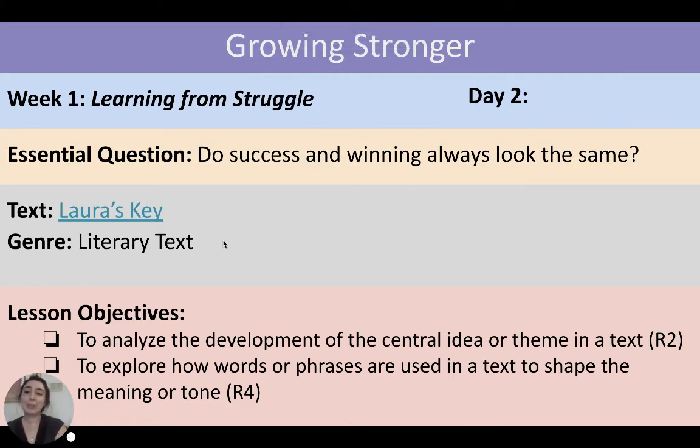All right, let's start our lesson together. Week 1, day 2 of the unit Growing Stronger. This week is learning from struggle. Our essential question is, do success and winning always look the same? We'll continue reading the text Laura's Key today, and we'll work with the following objectives. If someone can read those objectives out loud. Awesome. To analyze the development of the central idea or theme in a text, and to explore how words or phrases are used in a text to shape the meaning or tone.